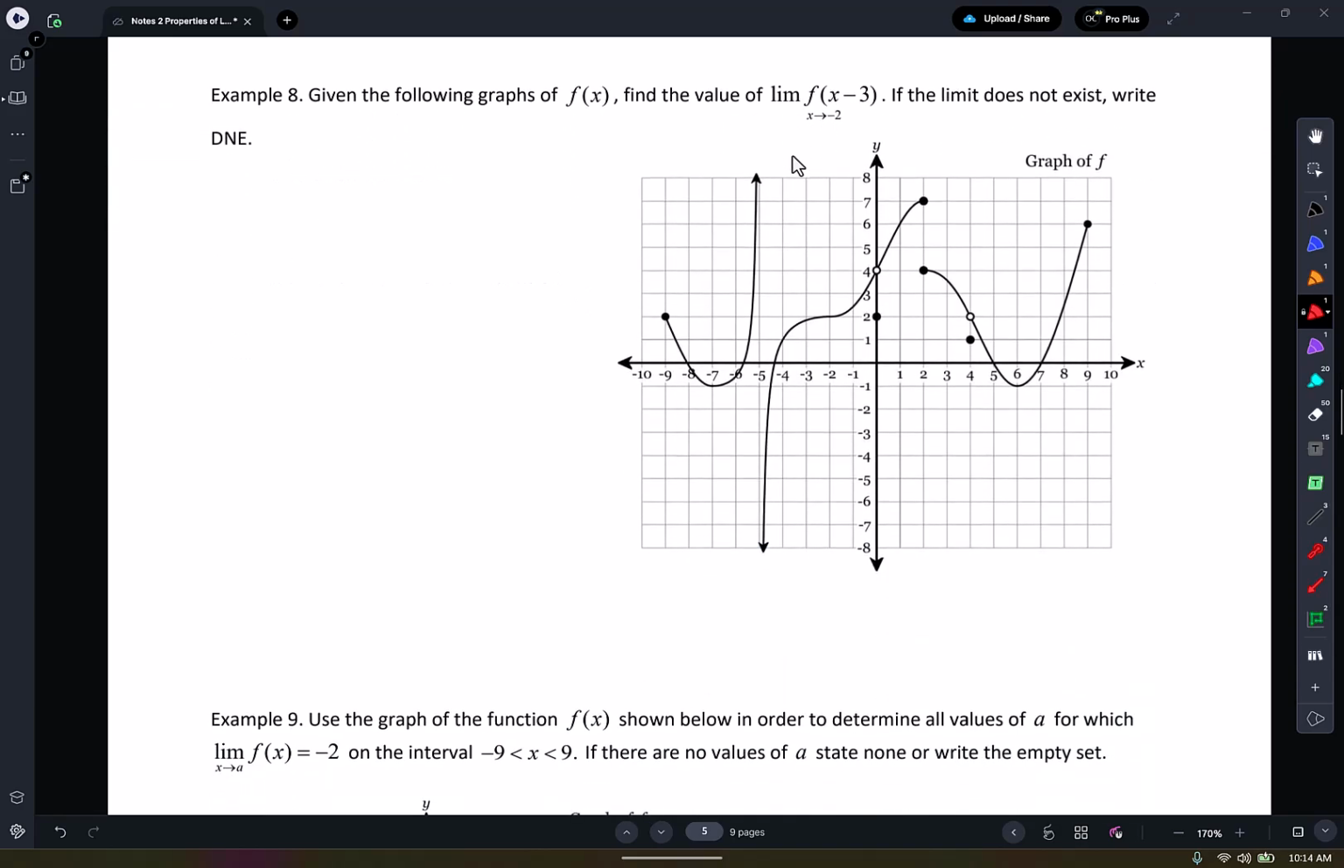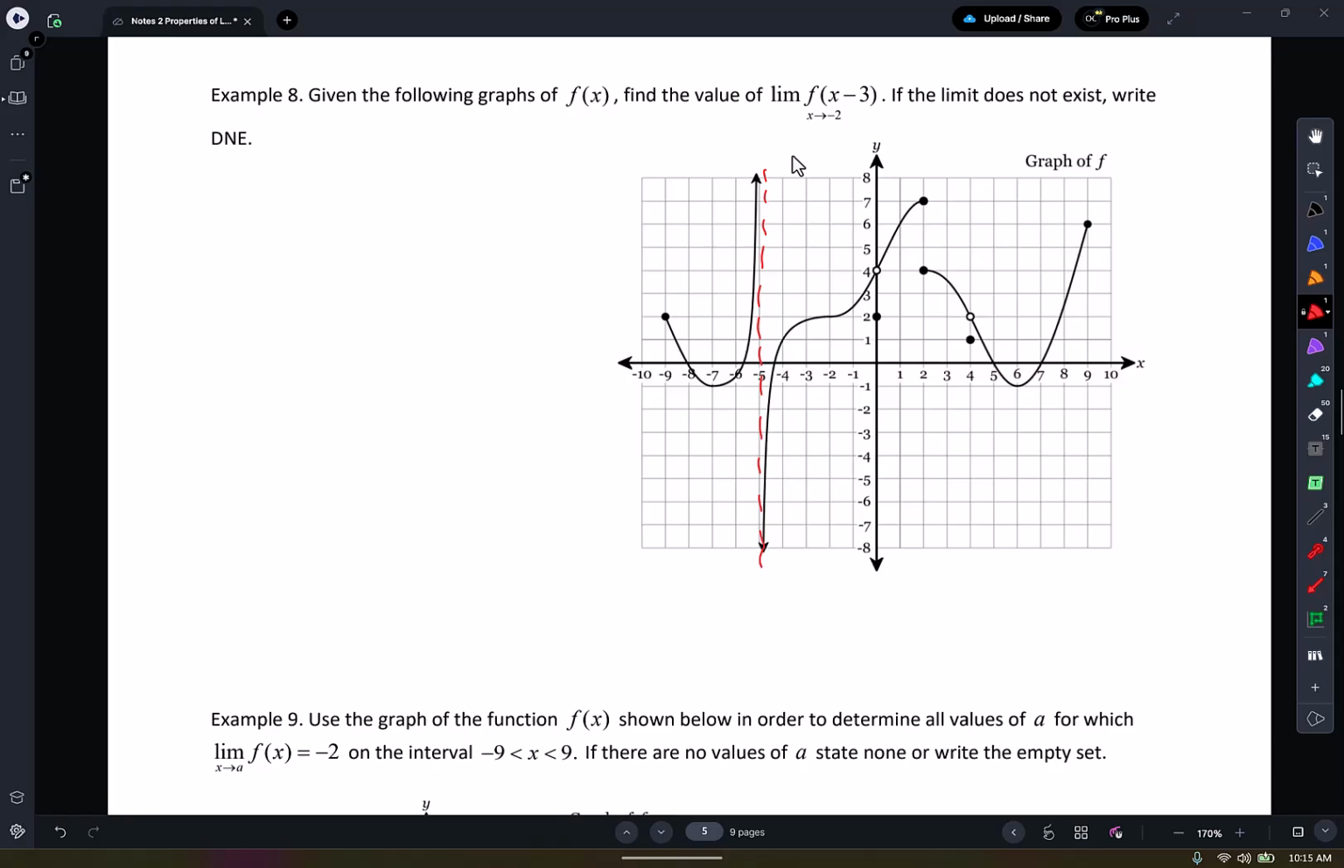Example 8. Don't worry, guys, we're almost done. We're going pretty fast, as you can see. Given the following graph of f of x, find the limit as x approaches negative 2 of f of x minus 3. There's two ways to do this. It depends how you see it. It doesn't matter to me how you see it. So this is your graph of f of x.